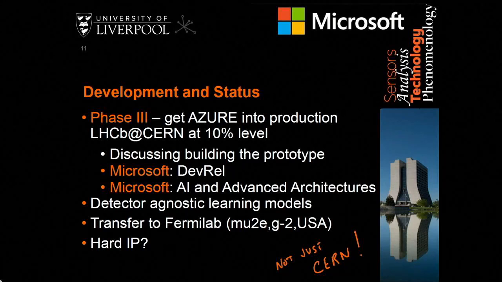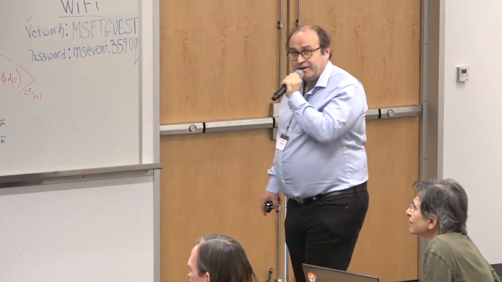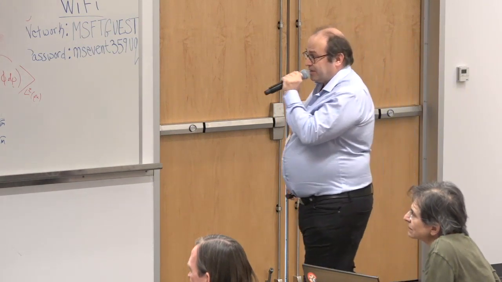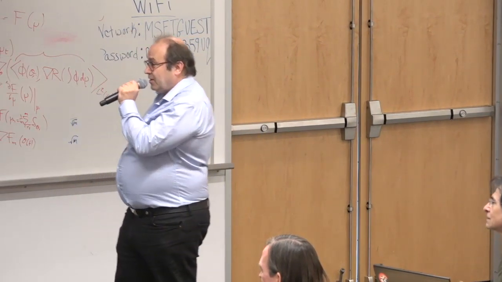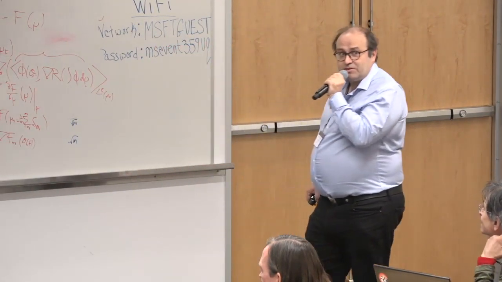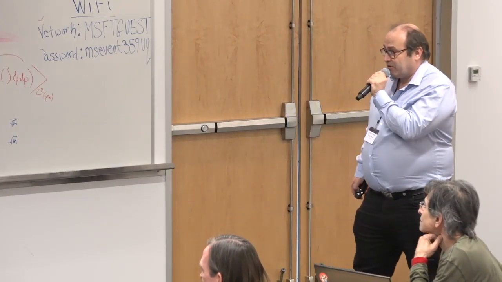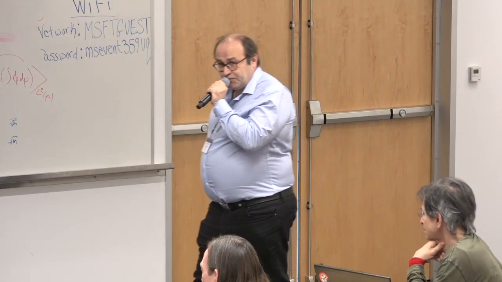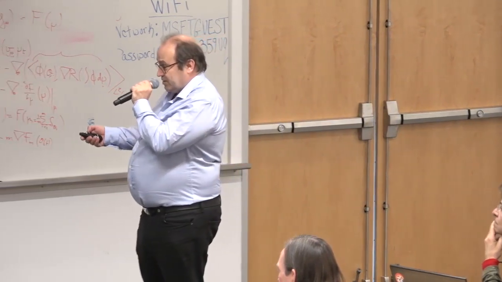So how far have we got? We've shown the algorithms in principle work, but to show this really works we need to get Azure to work in production, piggybacking on the current existing system at CERN, and we're looking at doing that at about the 10% level, and we're already discussing how to build the prototype to do that this year. We will at the same time continue to build our machine learning algorithms, making them more detector agnostic, and then maybe even transfer them from CERN to some of our experiments at Fermilab.